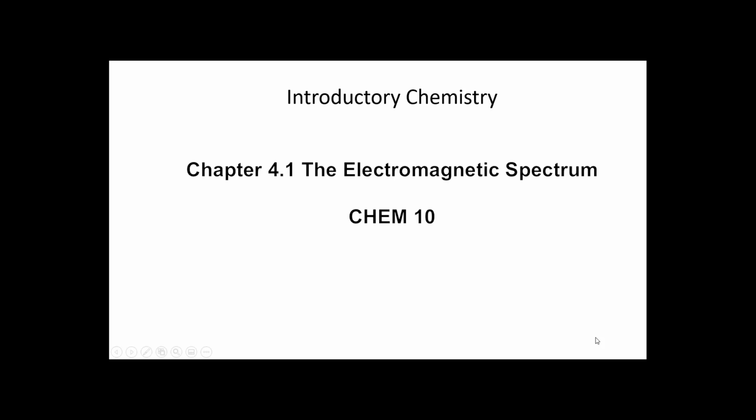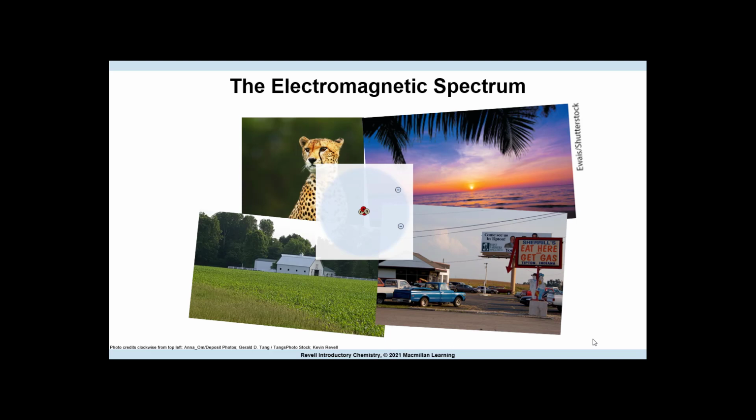Hi class, we're beginning chapter 4 and we're going to start with 4.1, the electromagnetic spectrum. So we're going to look at light and the colors that are visible to us along with other parts of the electromagnetic spectrum. The light that is produced is connected to atomic structure and the way the electrons are configured around the nucleus. So that's how we're going to start, not looking just at light, but what is causing the light and how it's causing the light.